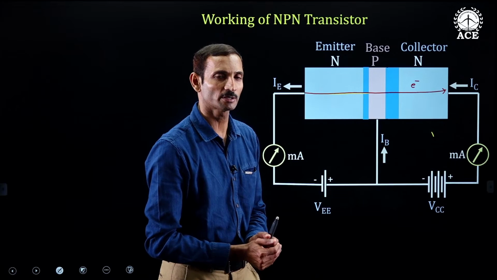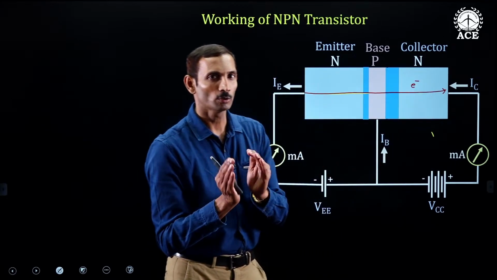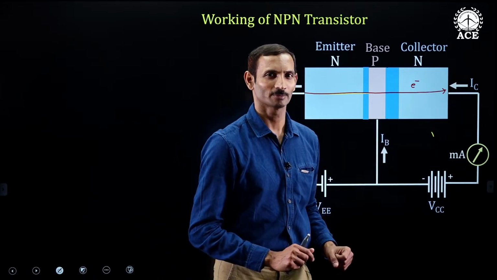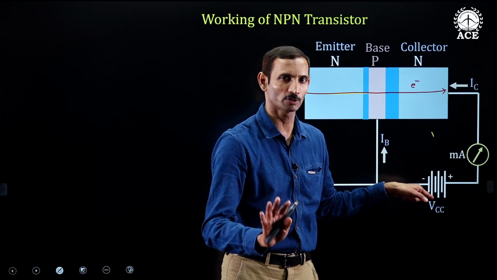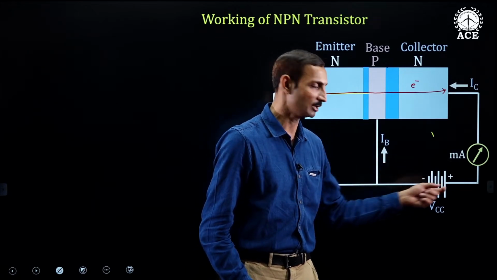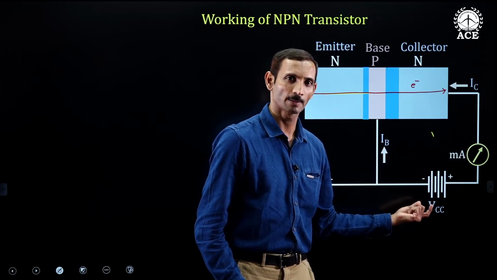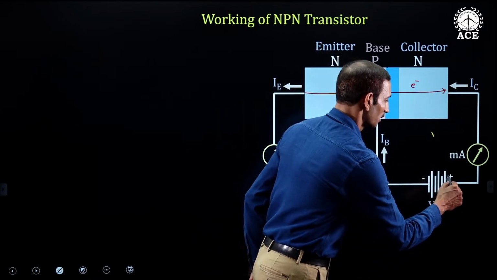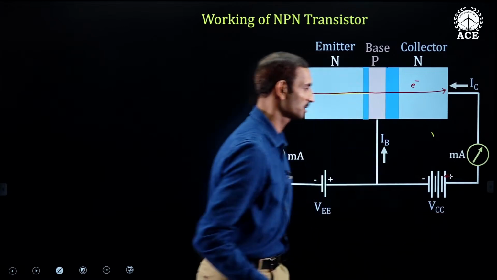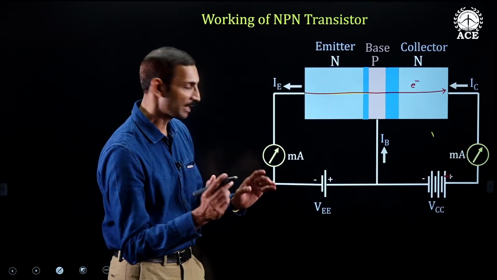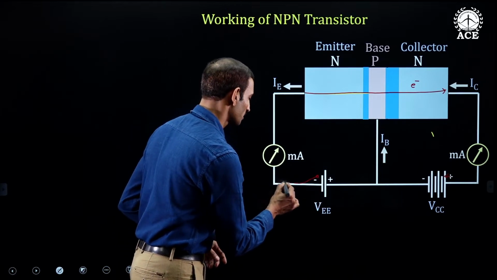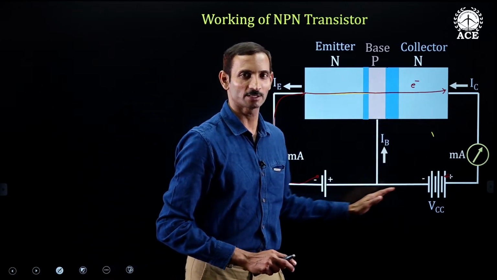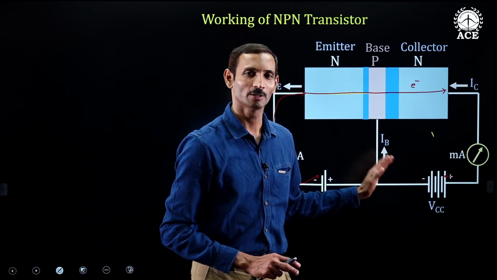Similarly, for a PNP transistor, inside the transistor holes are the charge carriers that move, and outside, electrons. Outside, holes cannot move. Only electrons would move through the connecting leads into the batteries. Suppose an electron comes out from the collector region and gets absorbed in this positive terminal. At the same time, an electron is produced and passes into the emitter region. Thus the number of electrons would remain as it is. So there will be continuous conduction.